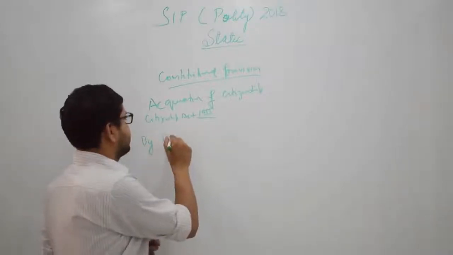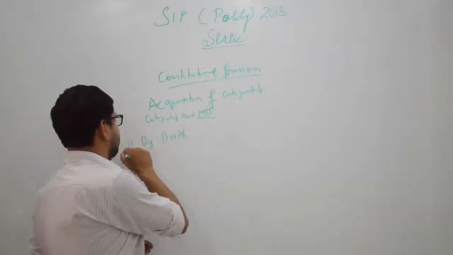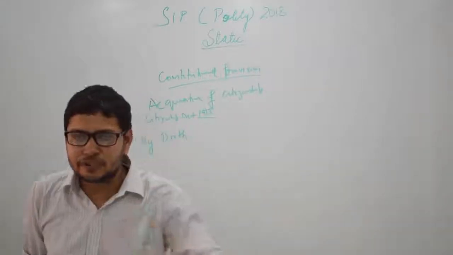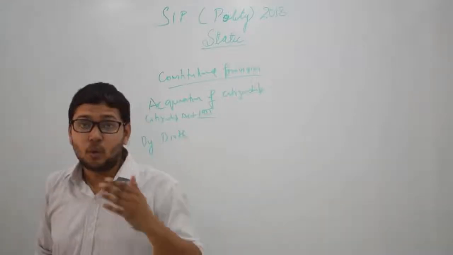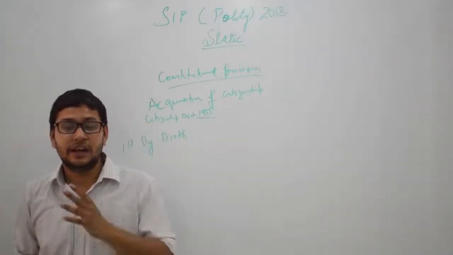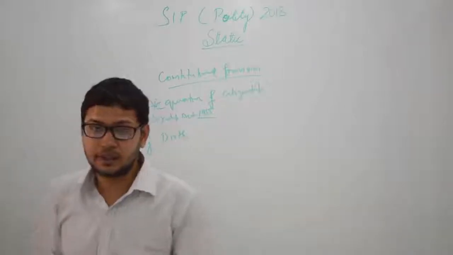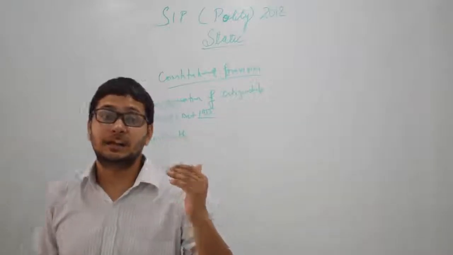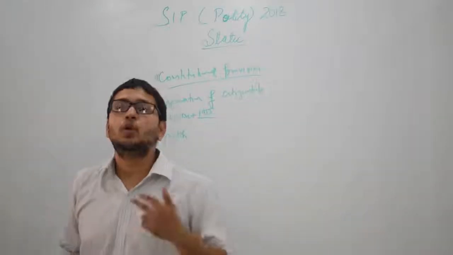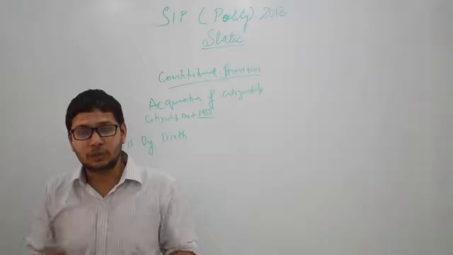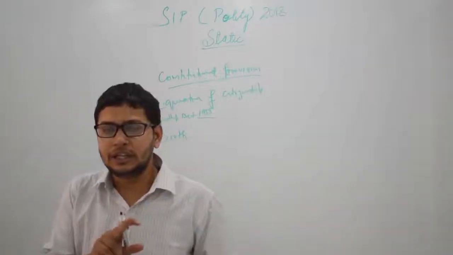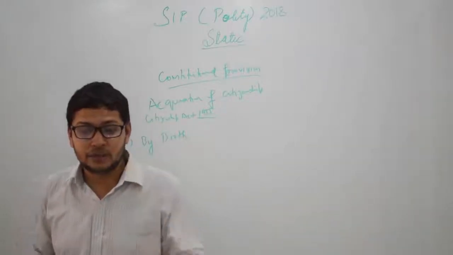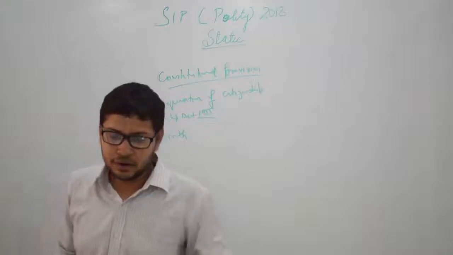So first way is by birth. Those people who were born between 1950 to 1987 were automatically Indian irrespective of the nationality of the parent. So if a US worker was working in India and he became father, then his son would be automatically a citizen of India, even though both he and his wife are from US. This thing continued from 1950 to 1987, right?